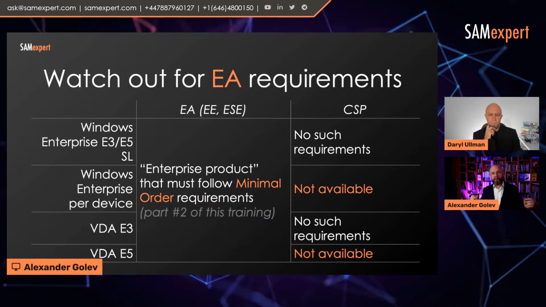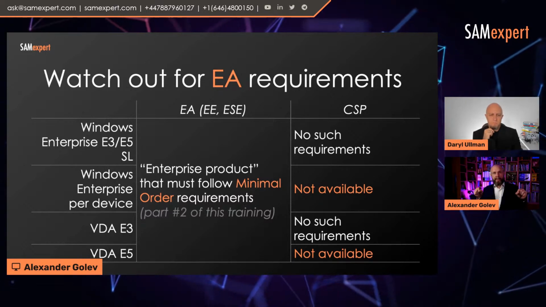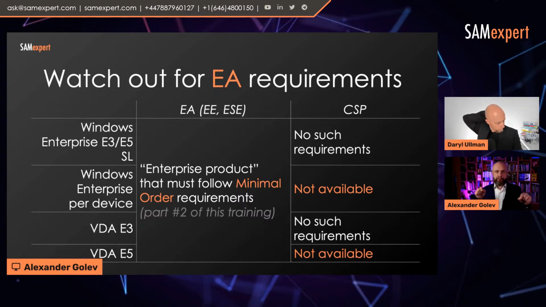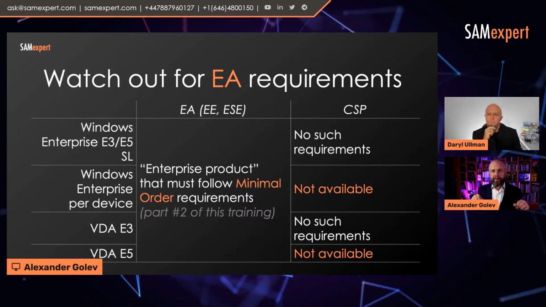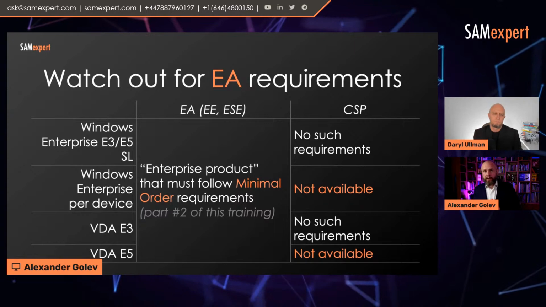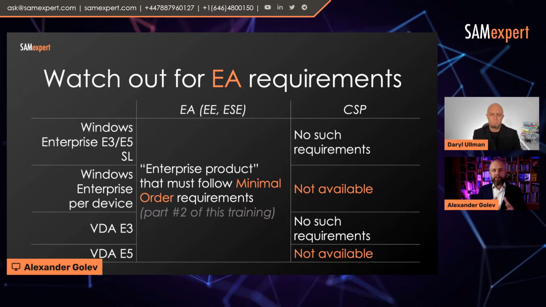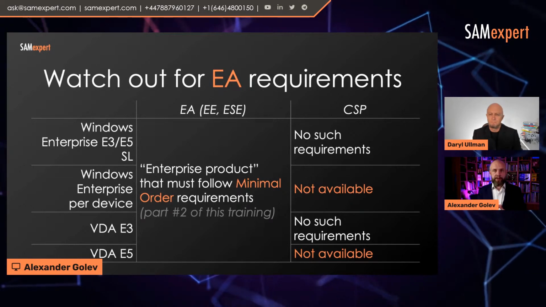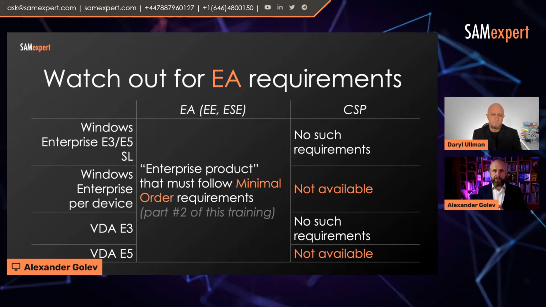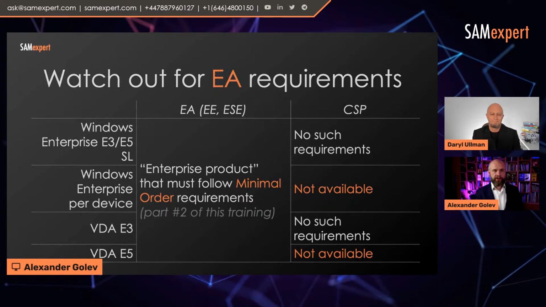But anyway, when you buy them through an enterprise agreement, you may only buy them as enterprise products. I covered the minimal order requirements in the second live session of this training, so please watch that to catch up. In CSP, there are no such requirements. But a couple of things are not available through CSP. Windows Enterprise per device is not available through CSP, and VDA E5 is not available through CSP either. So just make sure you understand the differences.